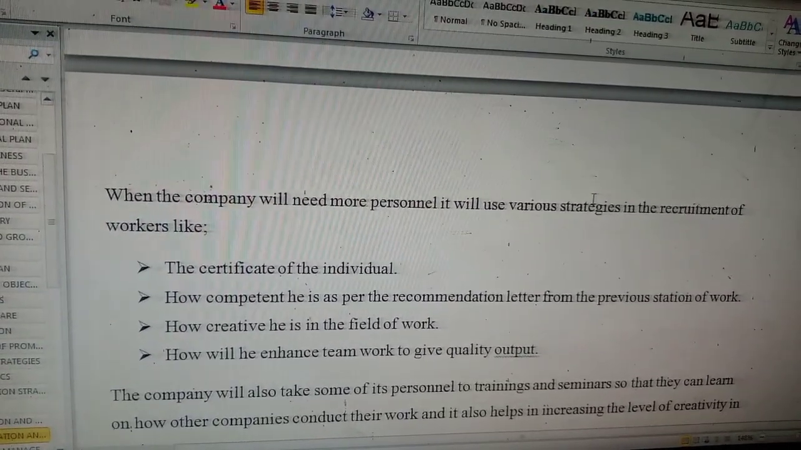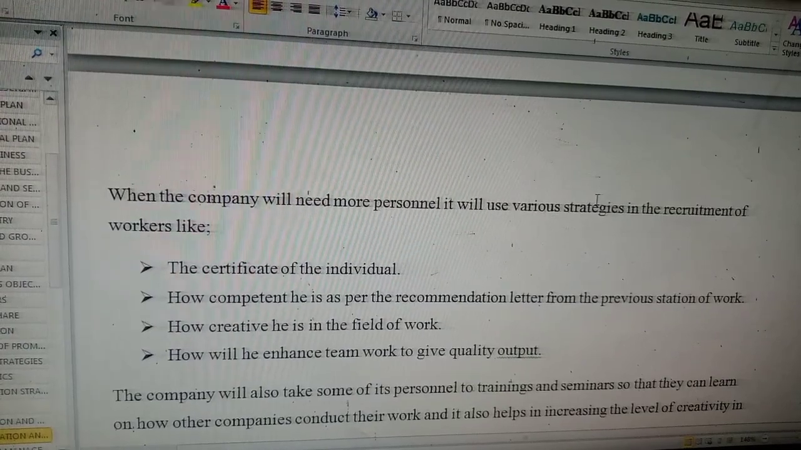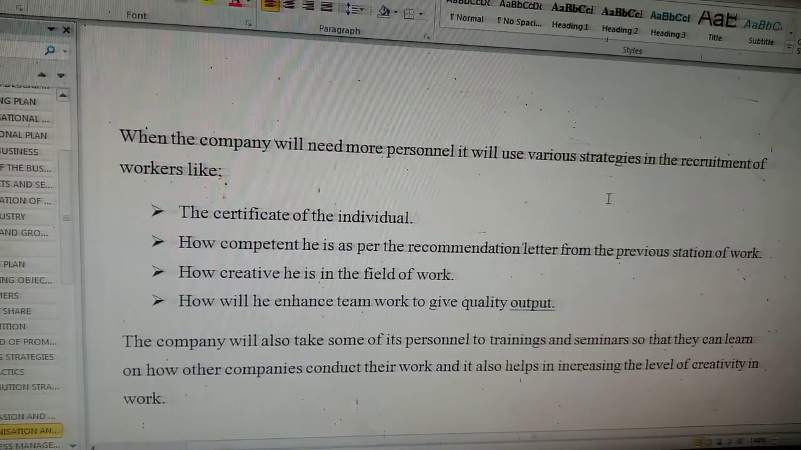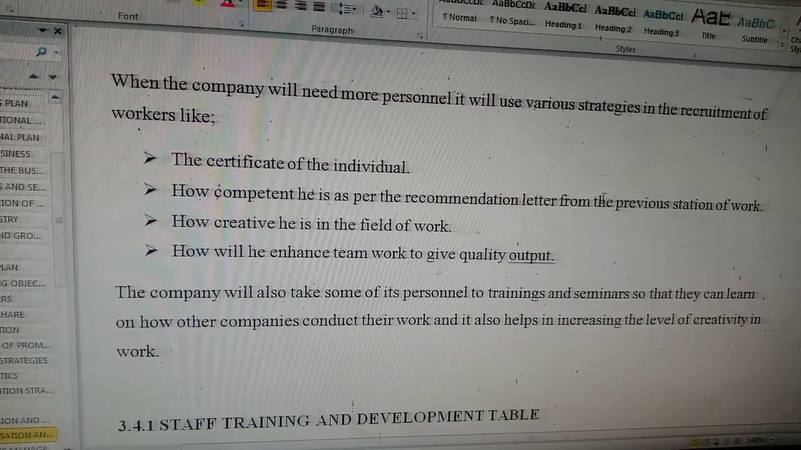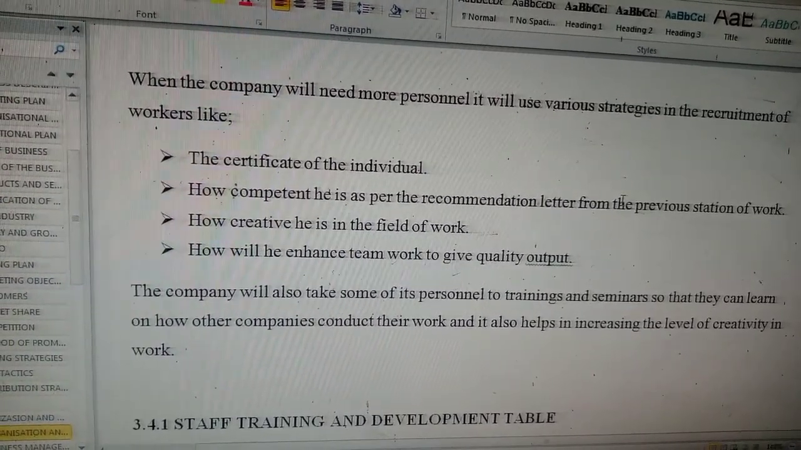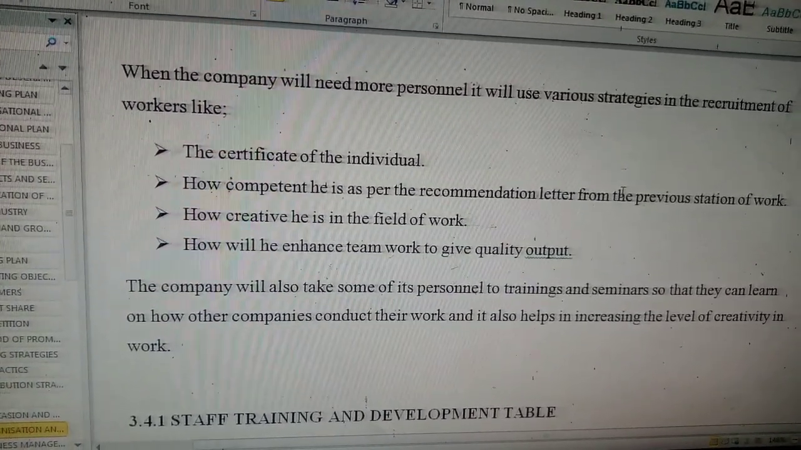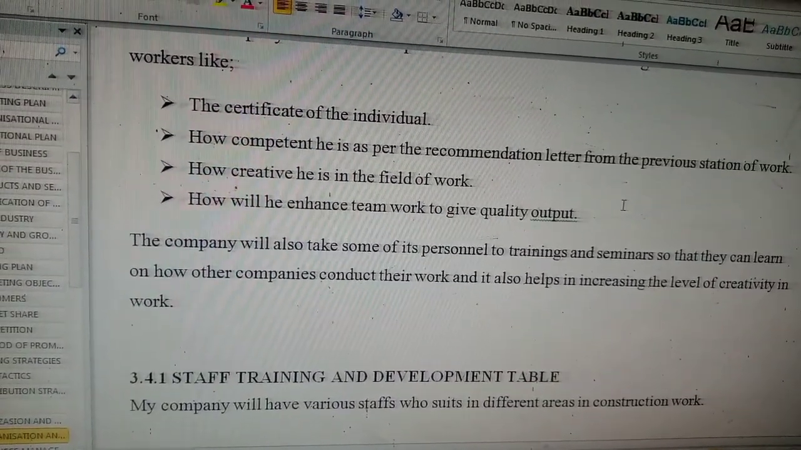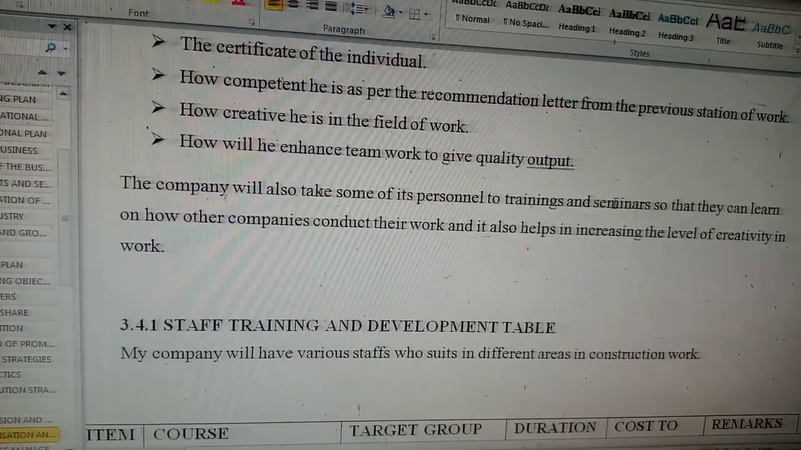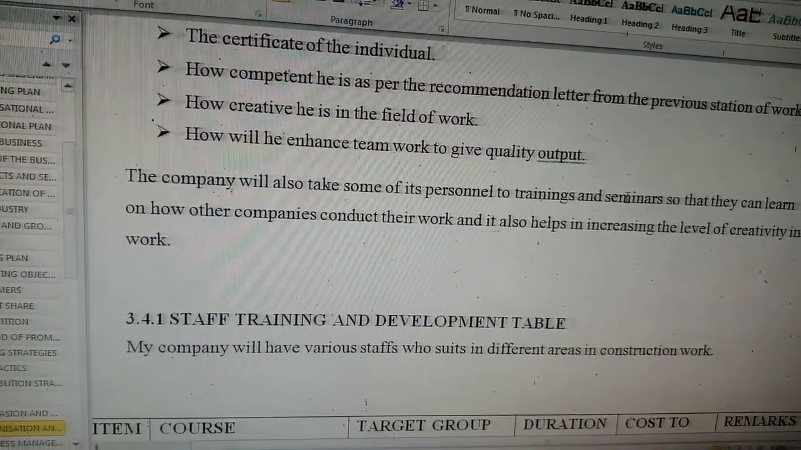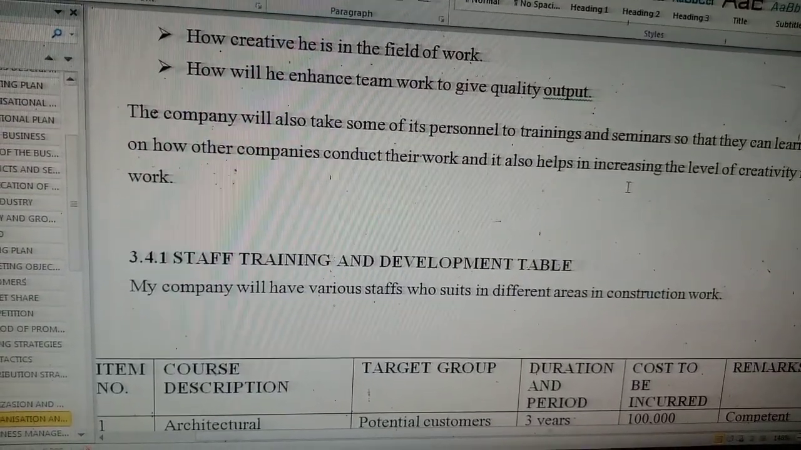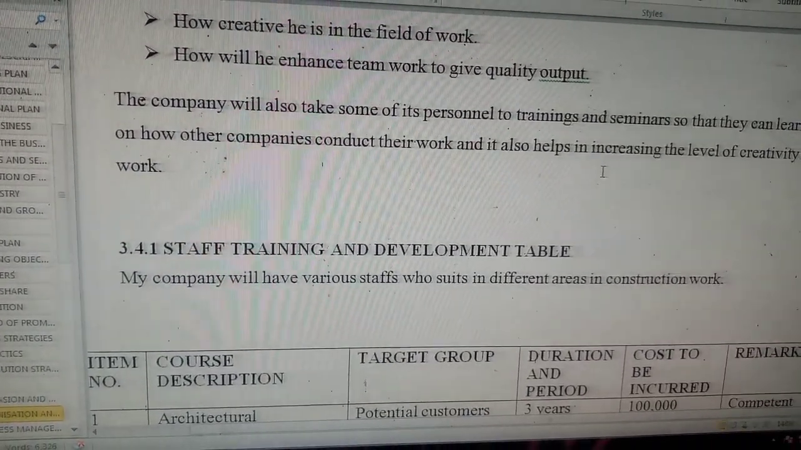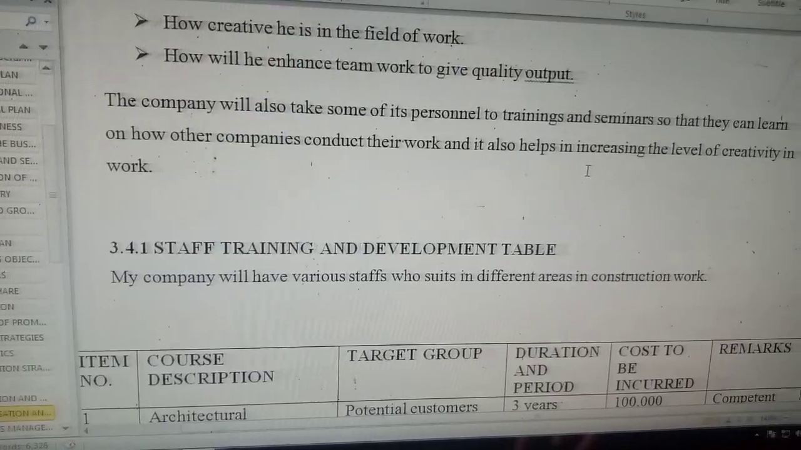Then the next, when the company will need more personnel, it will use various recruitment strategies, like the certificate of the individual, who must prove that they are qualified for the given work, how creative the individual is, how hardworking the person is, and so on. Then after that, you'll have to explain the staff training and development. How will you train your staff? How will your staff be developed in their areas of specialization?